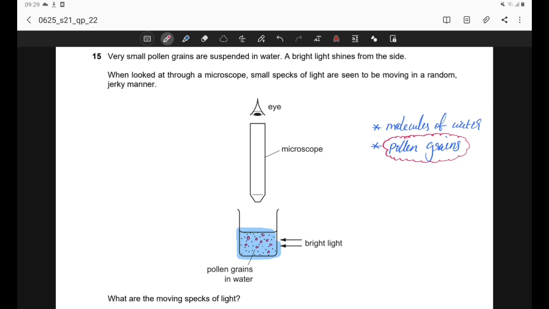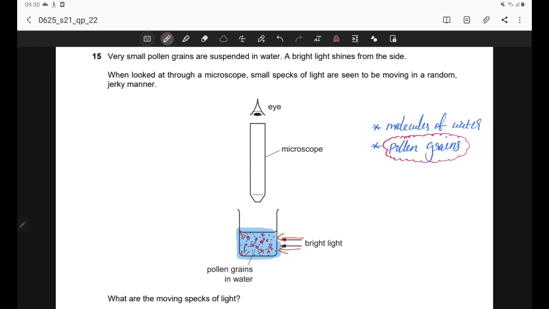Only we can see pollen grains. Molecules cannot be seen by a microscope as their sizes are very small. So this is the first thing we should know about Brownian motion. When we let bright light pass through this water, the light will strike these pollen grains. They have a comparatively bigger size, and when the light strikes, it will reflect so that we can see these pollen grains, and they will be moving in random directions, like straight lines but in any direction, in a zigzag manner. So this is what we can see through the microscope.